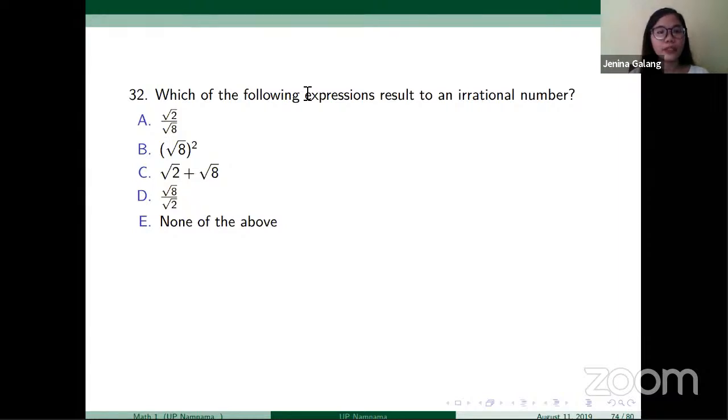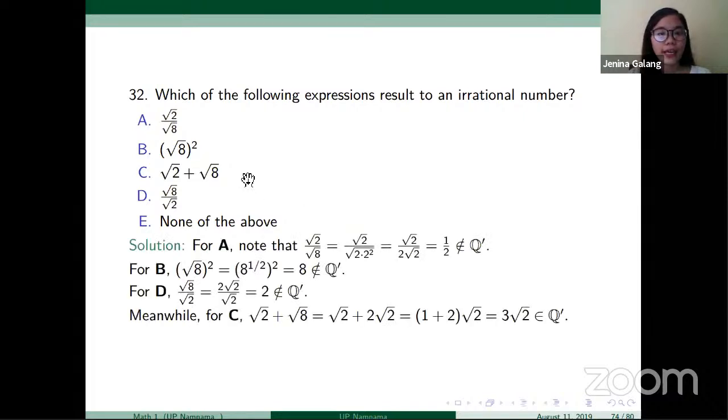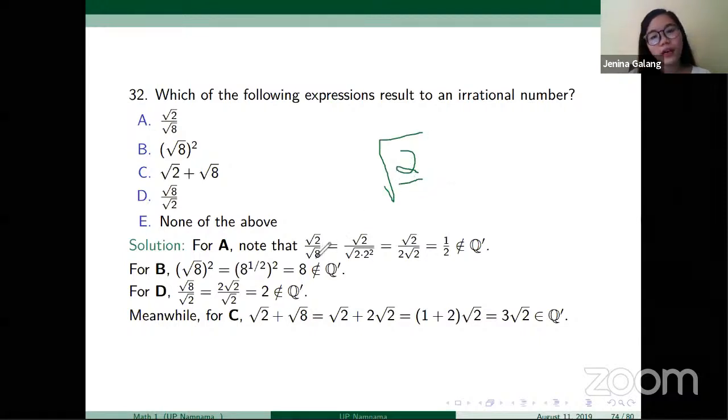Number 32, which of the following expressions result in an irrational number? So for A, note that we can use this. So pwede naman gawin natin to. Pagsamahin natin yung, distribute natin square root sa ito na lang. Pwede natin tong gawin.